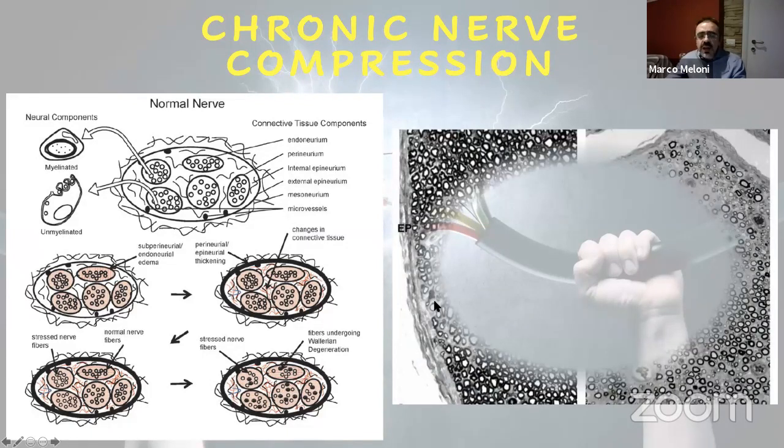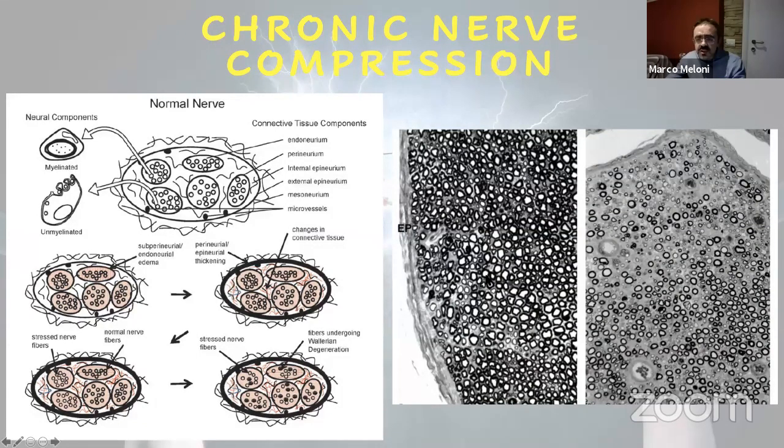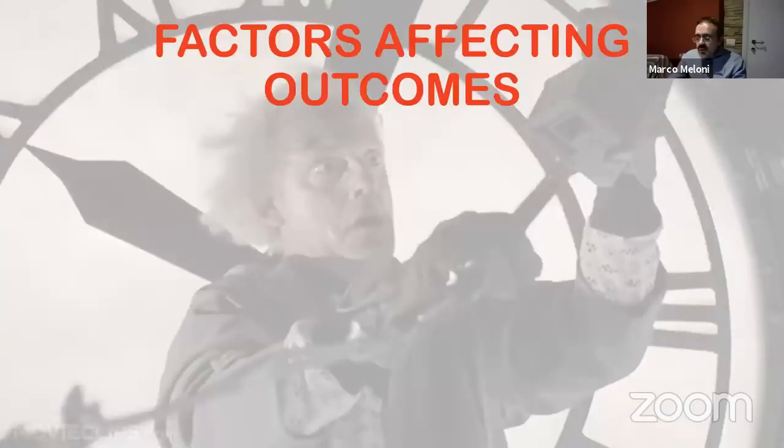Here on the left, we have a section of a normal nerve with all these axons. It is a starry sky, we can say. But here is a section of a nerve with advanced chronic nerve compression. And so we have a loss of axons. That's the result of chronic nerve compression. We need to remember also that to allow regrowth and reinnervation after a nerve lesion, the classification grade is just not enough, but we need also to remember that many factors affect the outcome.